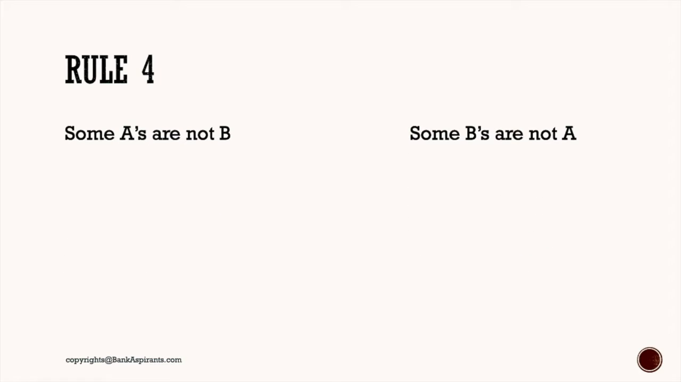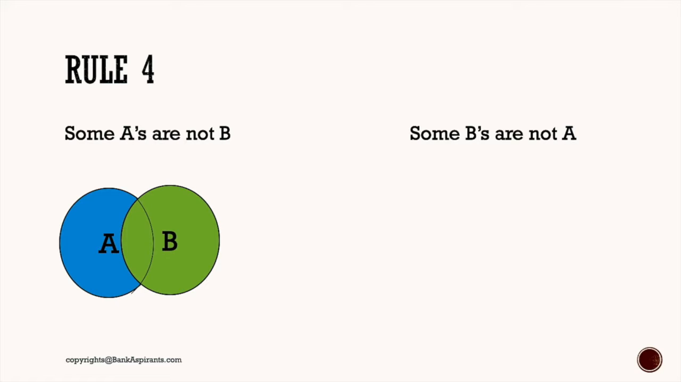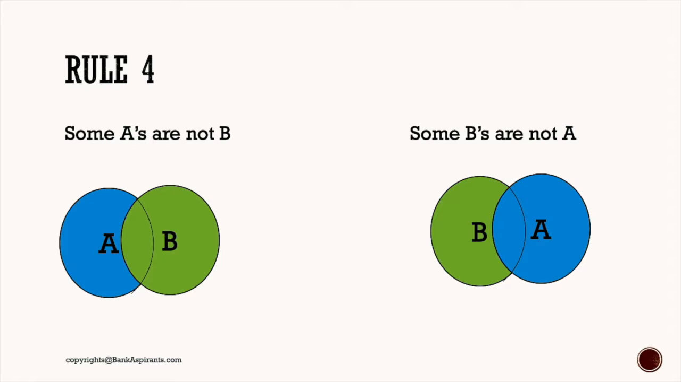Rule number 4: Some A's are not B and some B's are not A. Here, some A's are not B is given. How will you draw it? The intersected part does not belong to B, sorry, so only the A part alone belongs to A. Some A's are not B. Similarly, some B's are not A: only the B part alone belongs to B, and the intersected part does not belong to A. So we draw it like this.